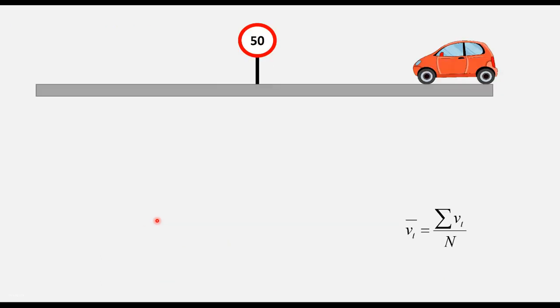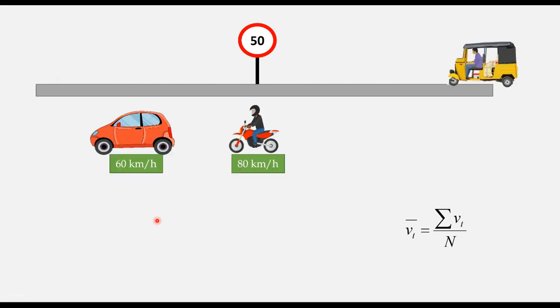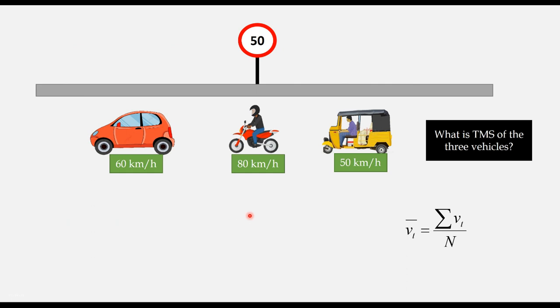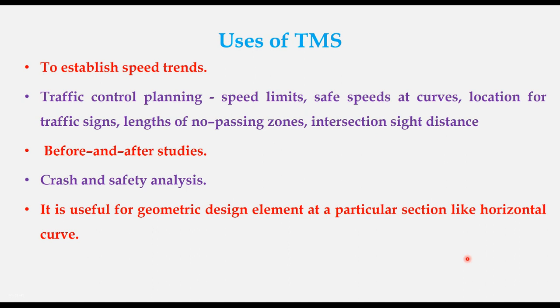Say for example, if you consider three vehicles on a road and you measure their spot speeds at this reference line, 60 kilometer, 80 kilometer and 50 kilometer per hour, then the average of these three speeds, that is 63.33 kilometer per hour, will be the time mean speed. So as I told you, it is the arithmetic mean of individual spot speed data.